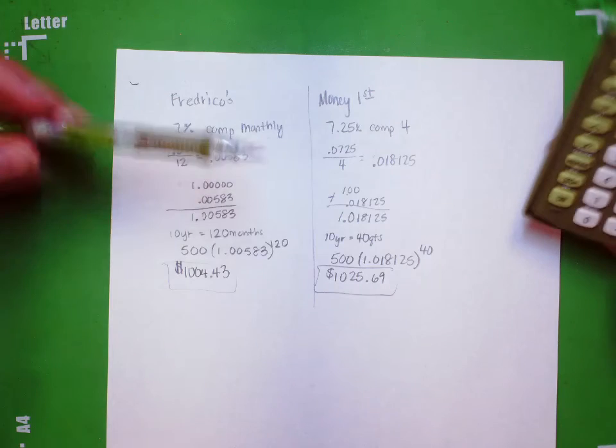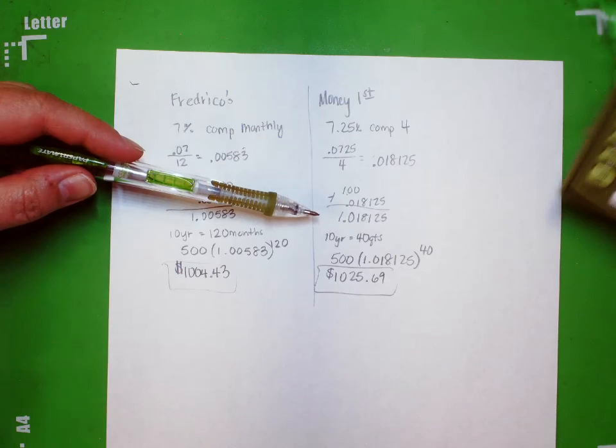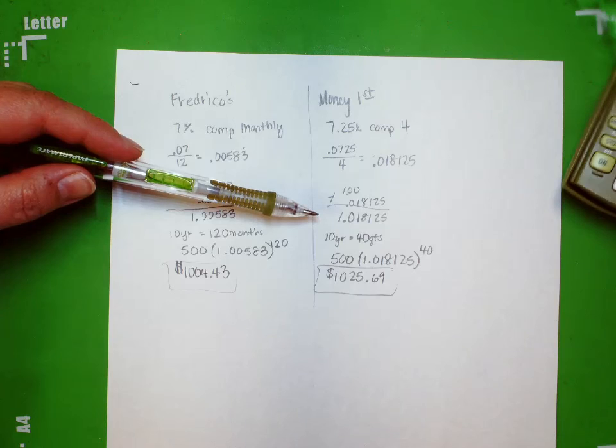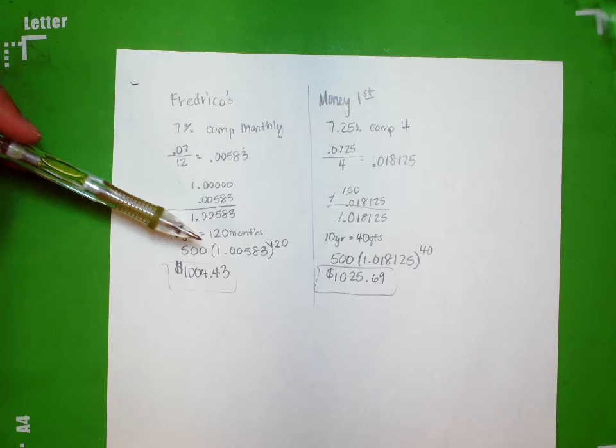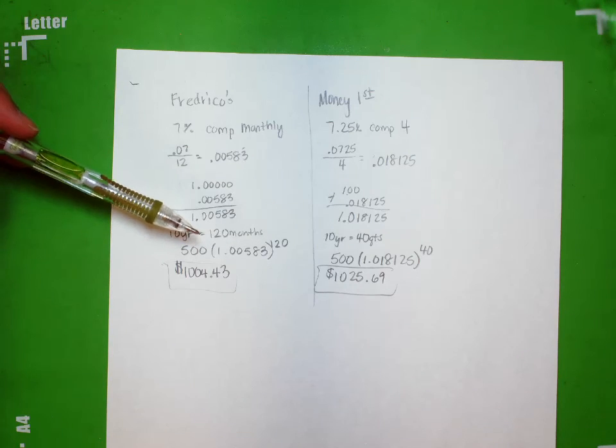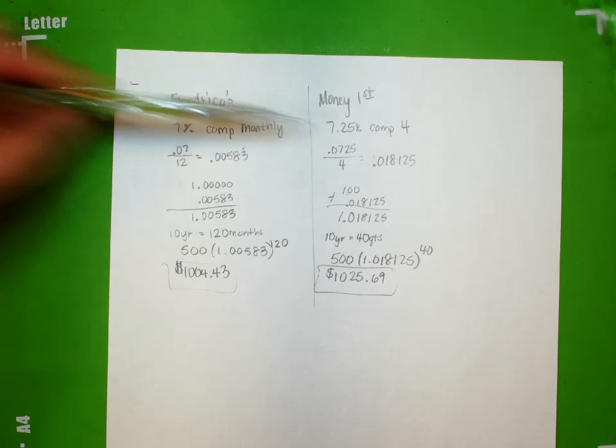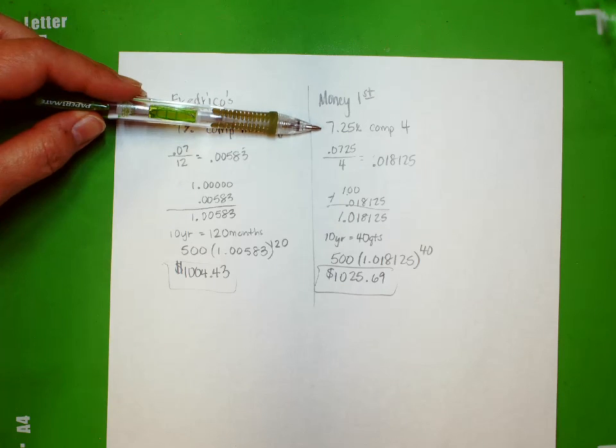So even though this one is compounded less, it's making more money than this one that's being compounded monthly. The percentage in this case helps to be larger for the Money First account.